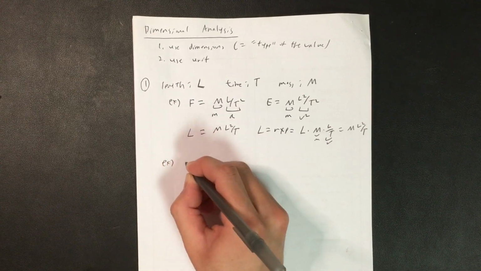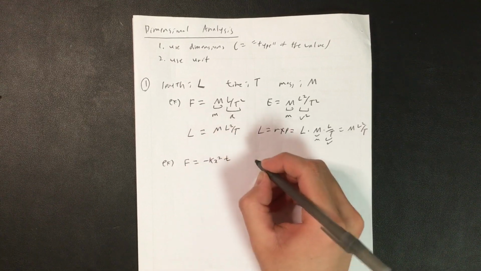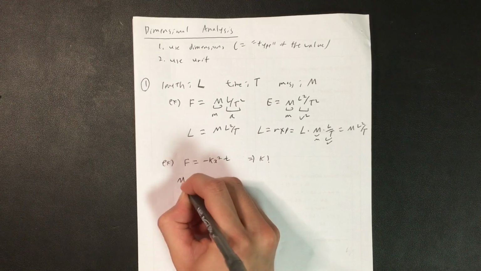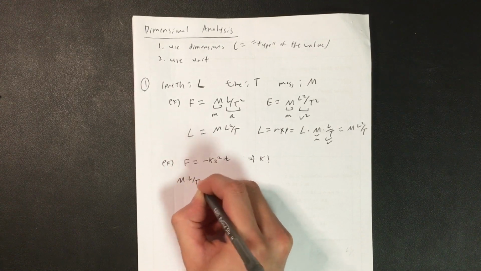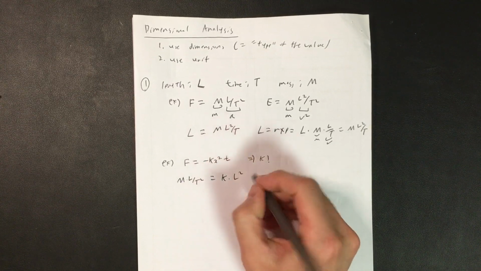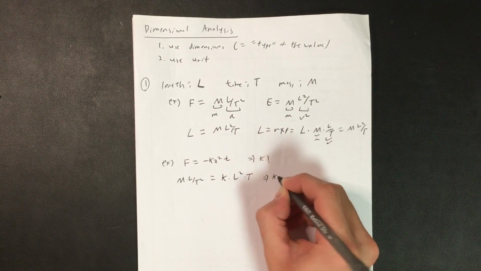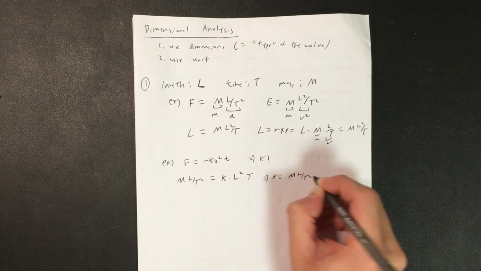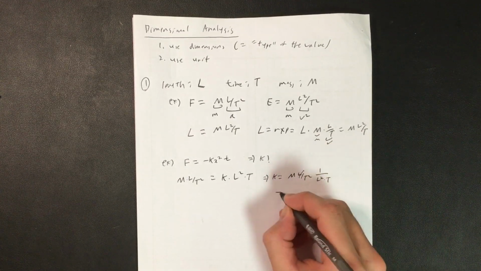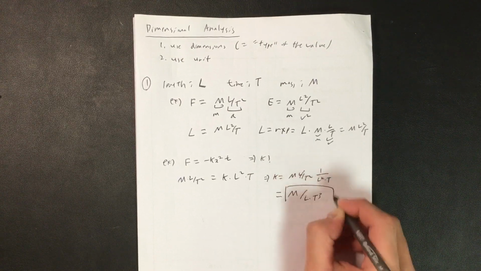Then a question can ask, if force equals negative k x squared times t, then what is the dimension of k? Force is equal to M times L over T squared, and this equals k times L squared, which corresponds to x squared, times T, which corresponds to t. Solving for k equals ML over T squared divided by L squared times T, in which solving this I get M over L times T cubed.